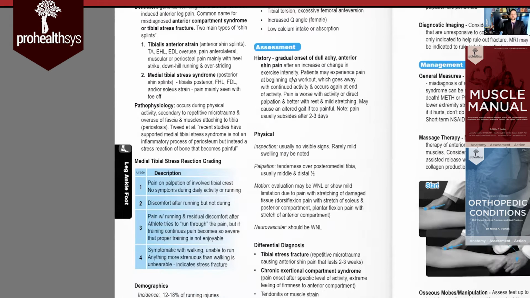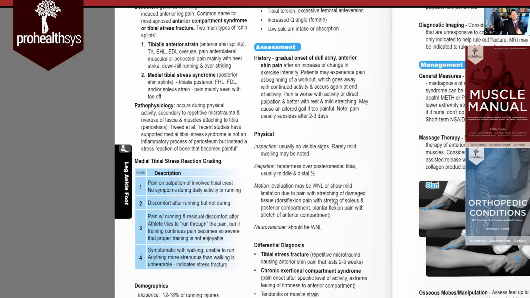So what do we get? Gradual onset of dull, achy anterior shin pain that increases with exercise intensity. It is a repetitive microtrauma that causes it. Pain is worse with activity and direct palpation, better with rest and mild stretching. So the person already knows how to treat it. They're going to have to do some activity modification, but we'll get into that in a little bit. Usually you have no visible signs of this. Swelling may be noted, but hardly ever. Tenderness over the posteromedial tibia, usually the medial and distal half.